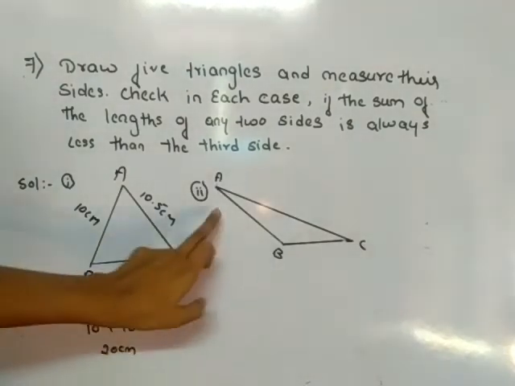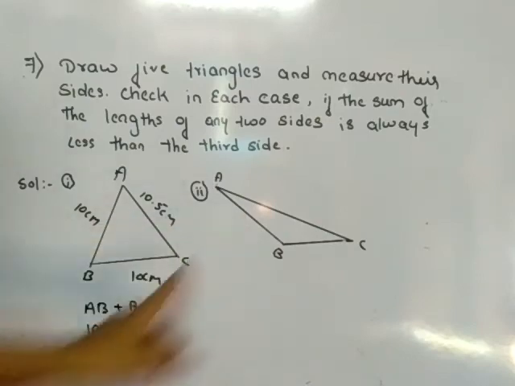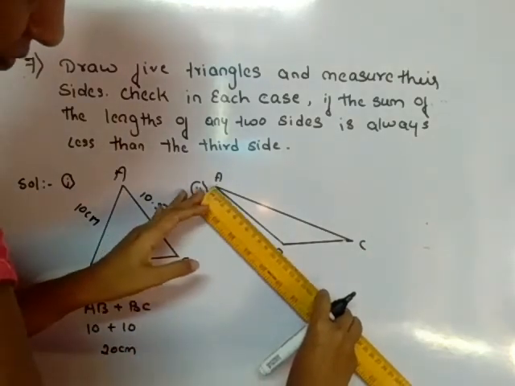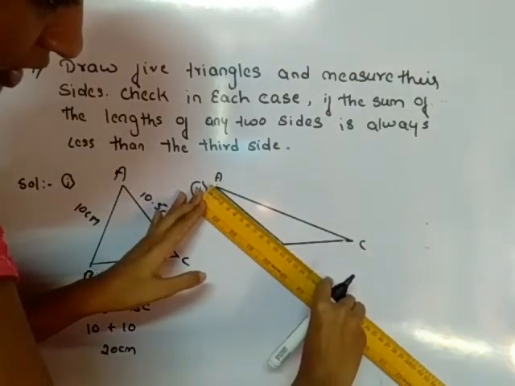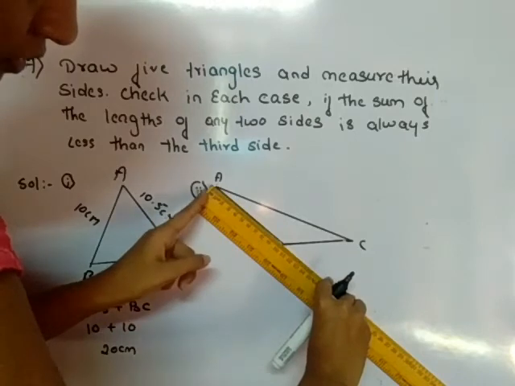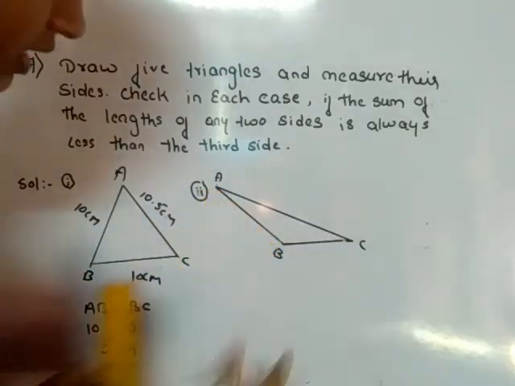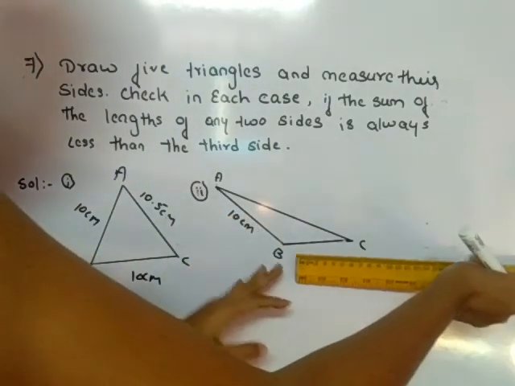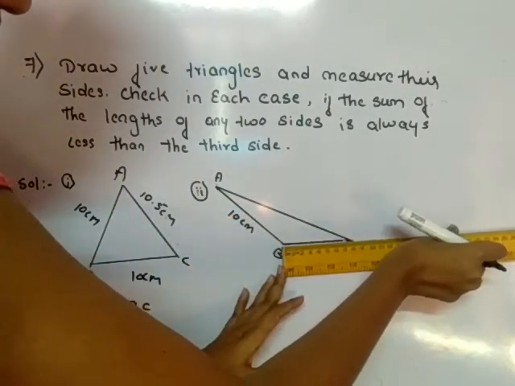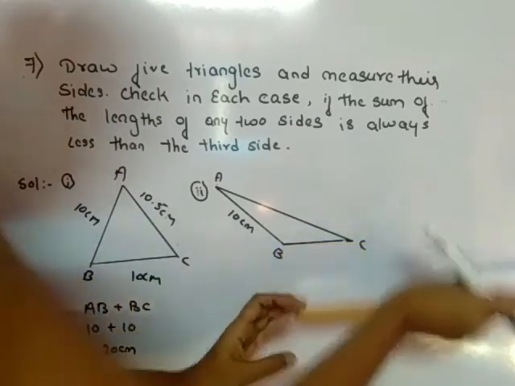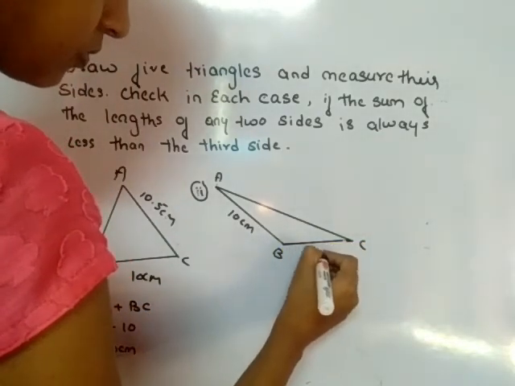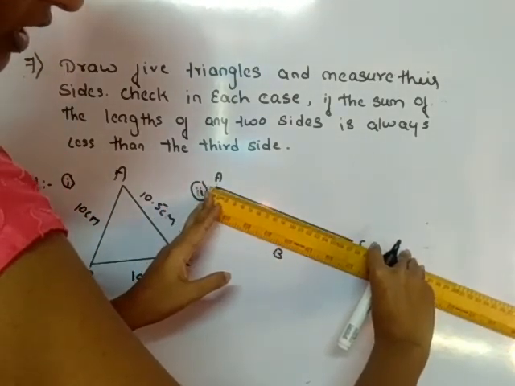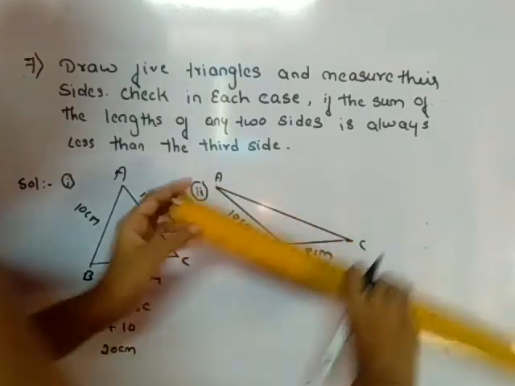Here, I have taken the second triangle. We'll measure the lengths of this triangle now. You can see that AB is 10 centimeter, from here to here. BC, we'll check, BC is 8 centimeter, students. And AC, we'll check, AC is 17 centimeter now.